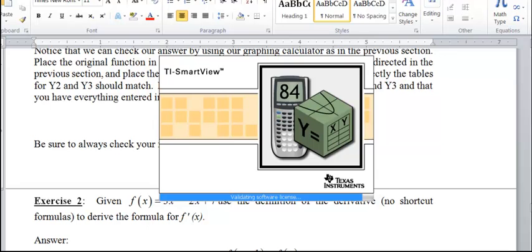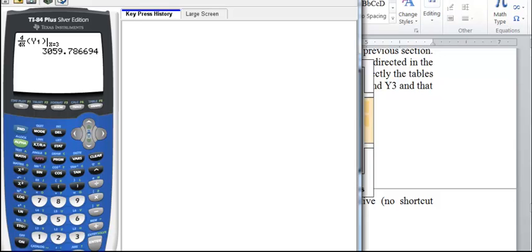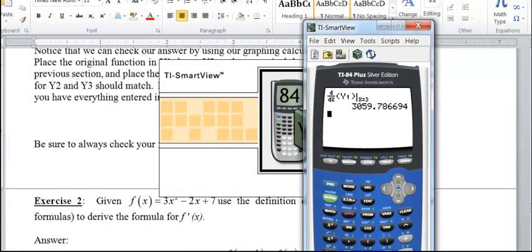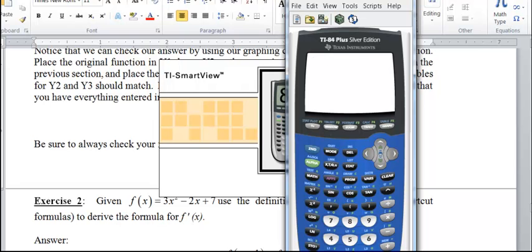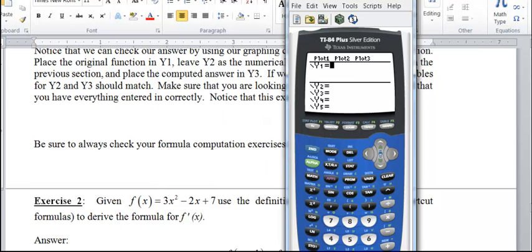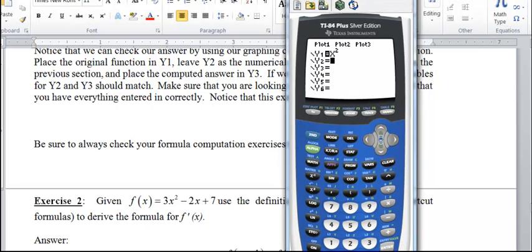Remember, we can graph the symmetric difference quotient or compute a table for the symmetric difference quotient, and because of that we can get an approximation of a derivative. So if we put our original formula y equals x squared in y1, we can get a numerical derivative, in other words a symmetric difference quotient approximating that, in y2. And if you remember, that was math number 8, which is a numerical derivative, math 8.